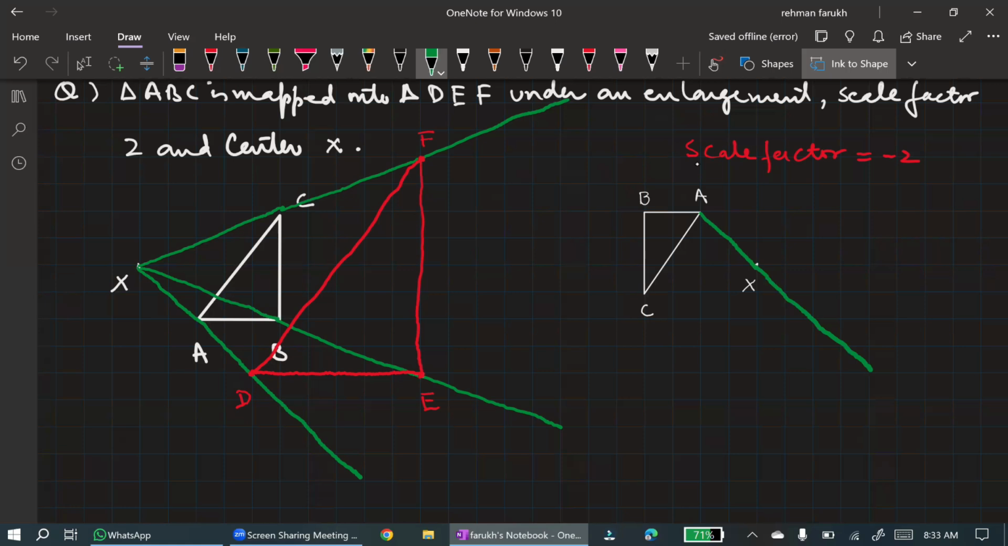Let this distance AX is 2. We will multiply this one with 2 and the answer is 4. And I will draw the image at a distance of 4 units from X. That is 1, 2, at this point. Now I will join B with X and extend this one on the other side.